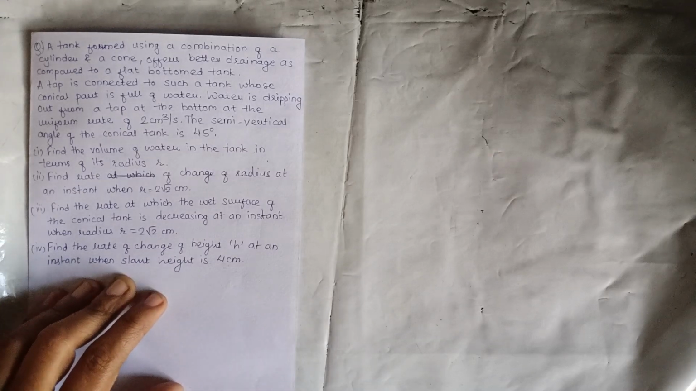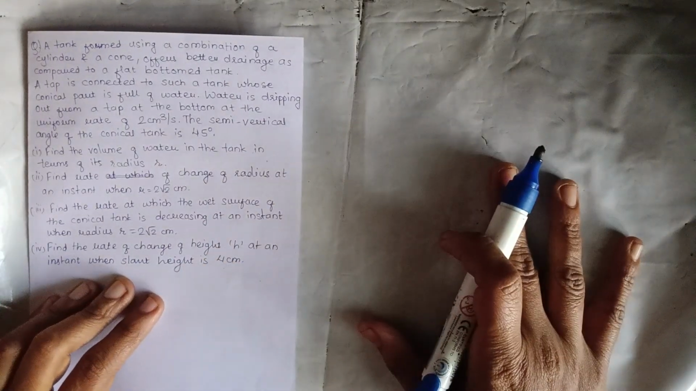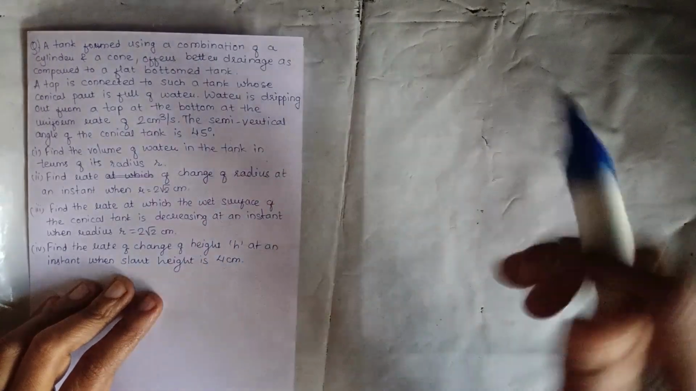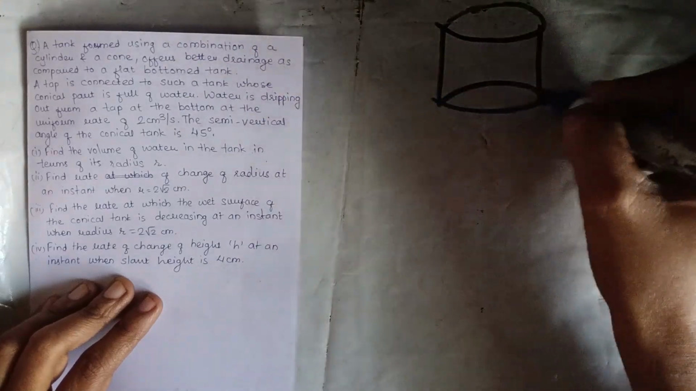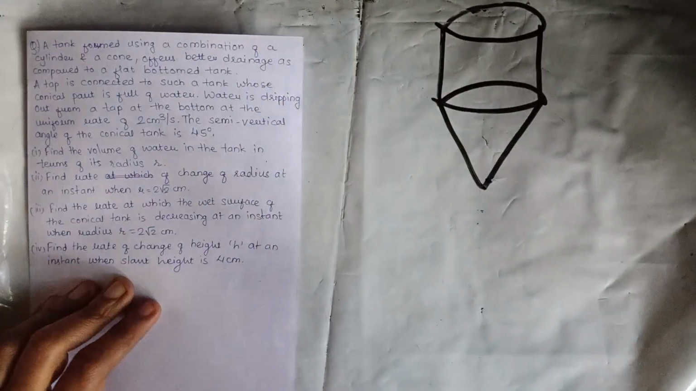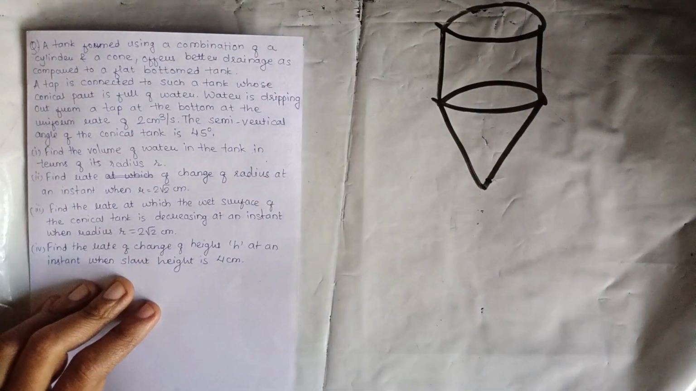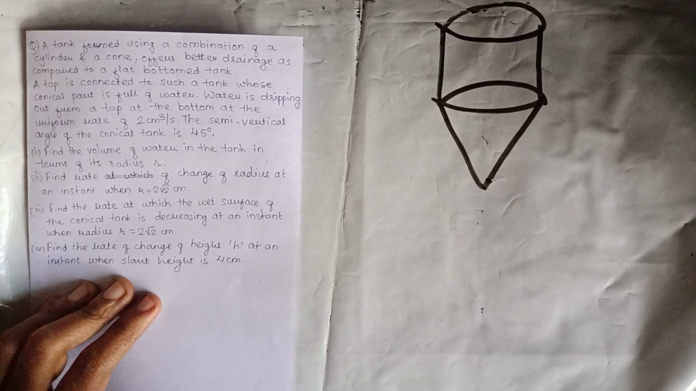Next question. A tank formed using a combination of a cylinder and a cone. Okay, here a cylinder is there and there is a cone. So this is a tank. Now it offers better drainage as compared to a flat bottom tank. A tap is connected to such a tank whose conical part is full of water. Okay, this part is full of water.